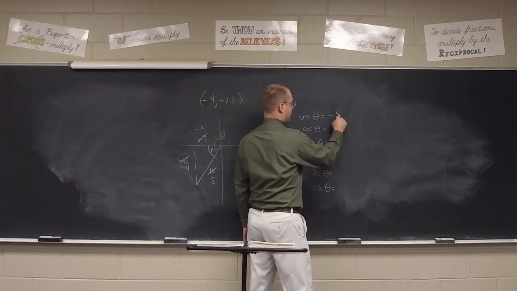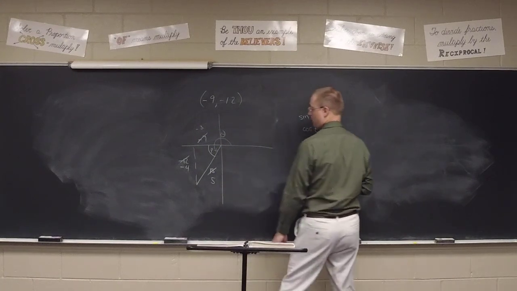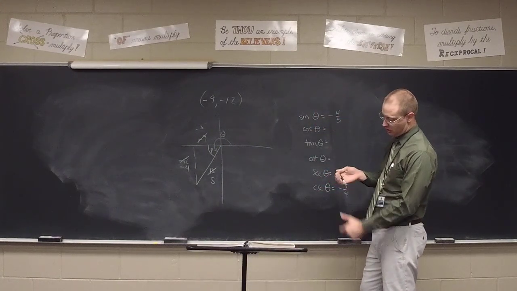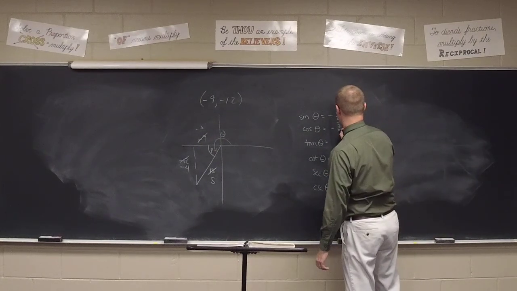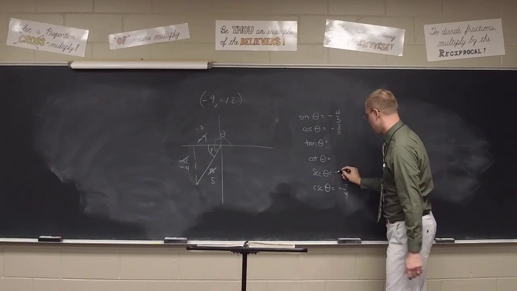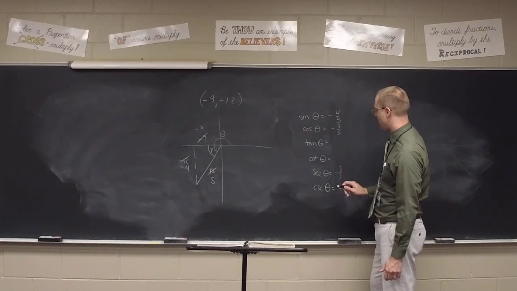And while we're at it, let's get the cosecant. -5 fourths. Cosine, what over what? Adjacent over hypotenuse, so here we're going to get -3 over 5. Let's go and get the secant. -5 over 3. Of course, the negative out front of the fraction.